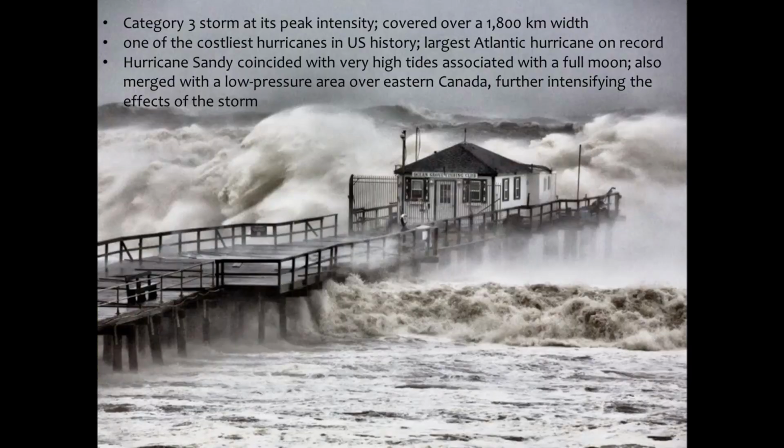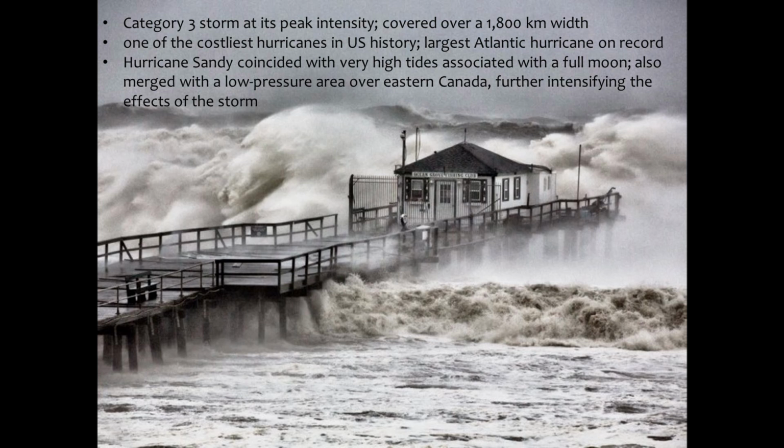So Hurricane Sandy only reached a Category 3 storm. That has to do with how fast the wind speeds were going. You can actually have categories above that. It covered an area of almost 2,000 kilometers and was one of the costliest hurricanes in U.S. history, one of the largest Atlantic hurricanes on record.